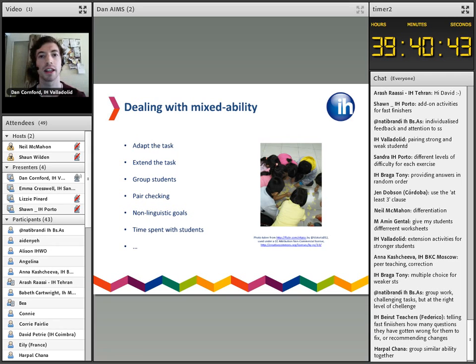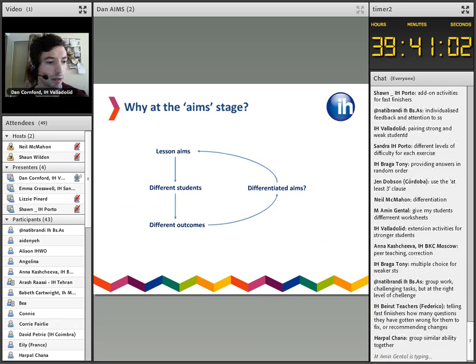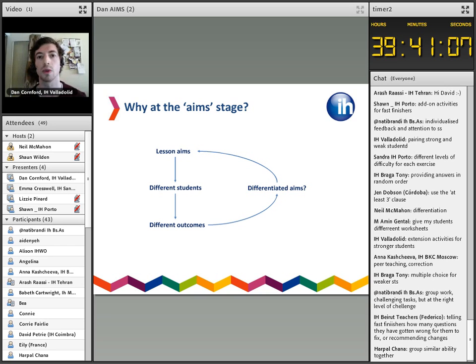One area of planning and teaching that perhaps we don't associate with mixed ability as often is our lesson aims, when we're forming our lesson aims at the beginning of the planning stage. And it's that I would like to talk about. So our lesson aims, they show what we intend our students to achieve in a particular lesson. However, we all know from experience that not all students are going to achieve the same thing in the same lesson, because that's not how humans work.